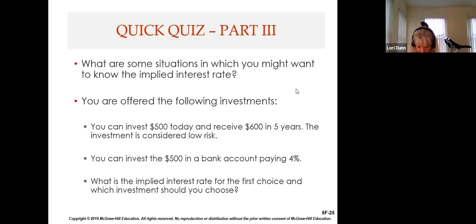Okay, guys, I'm back. So let's take a look at this. You can invest $500 today and receive $600 in 5 years. The investment is considered low risk. So let me stop sharing this and go over to my Word document.